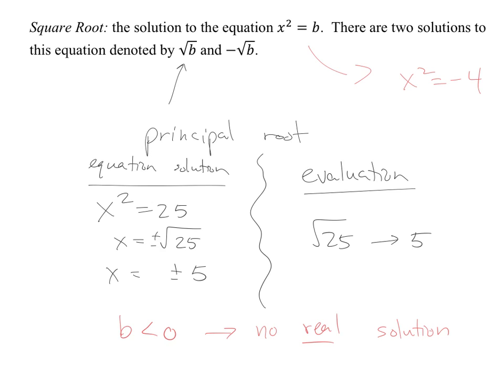And I'm underlining the word real because soon we're going to talk about, well, what if we can solve this with another number that we're going to make up? We're going to introduce some other number, and that's where you're going to see later something called the imaginary number system. Okay, but there's no real solution to this equation.